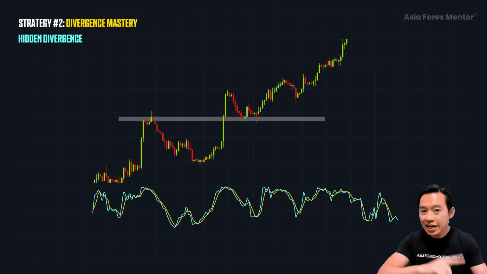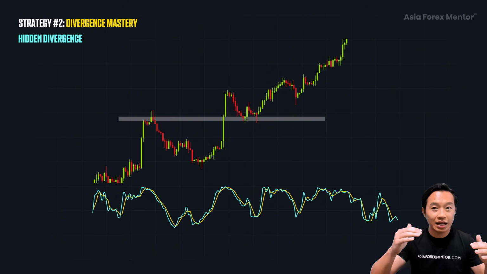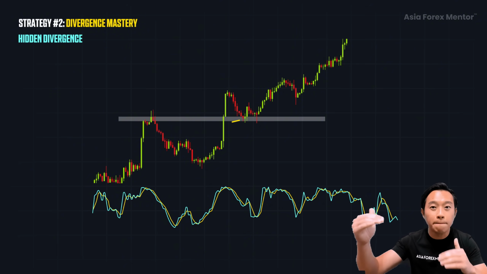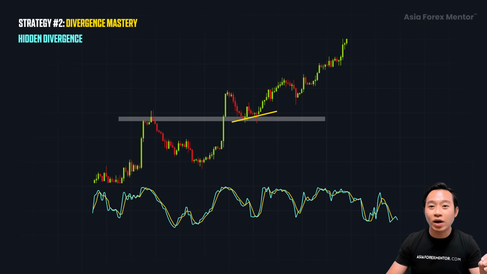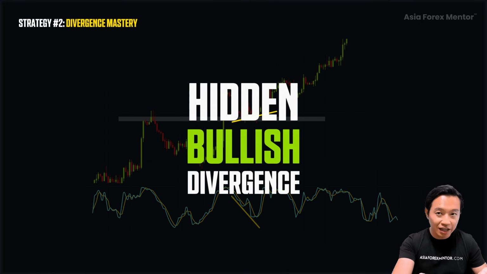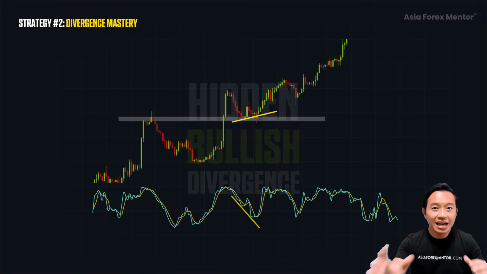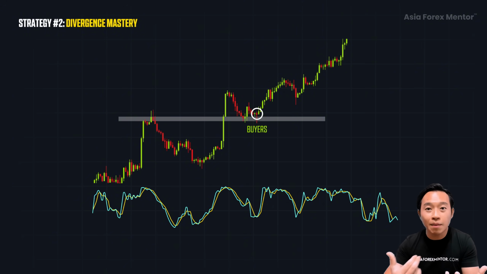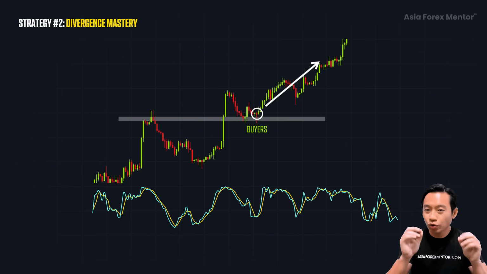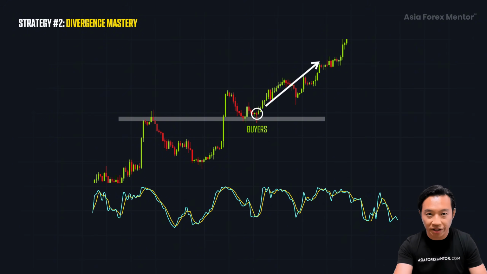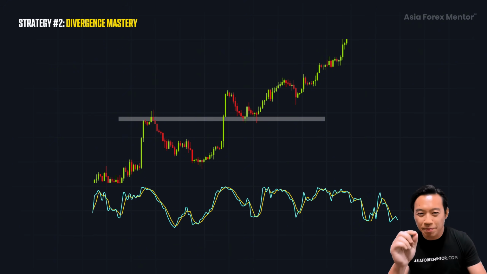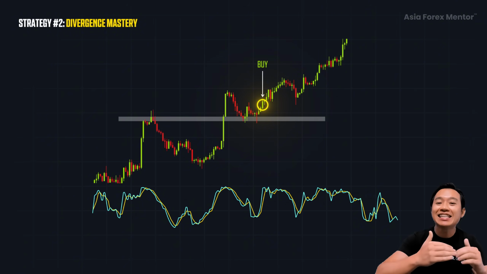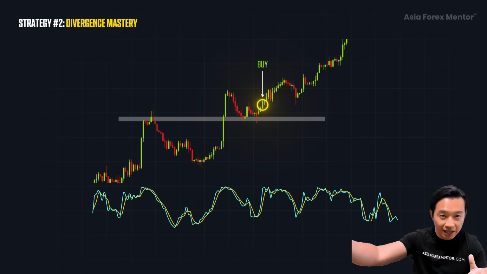So in an uptrend, price makes what? Higher low, higher low, higher low. But your stochastic makes what? A lower low. All right, so this is what we call hidden bullish divergence. It signals what? That the buyers are now reloading for another push upwards. So this confirms that the hidden divergence is genuine. So when this happens, this becomes the moment for you to prepare for a long entry that is in line with the trend itself.